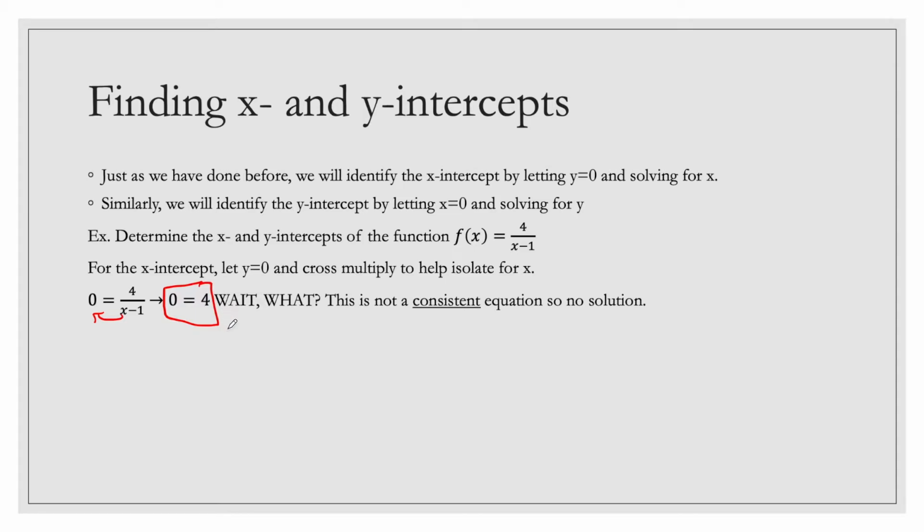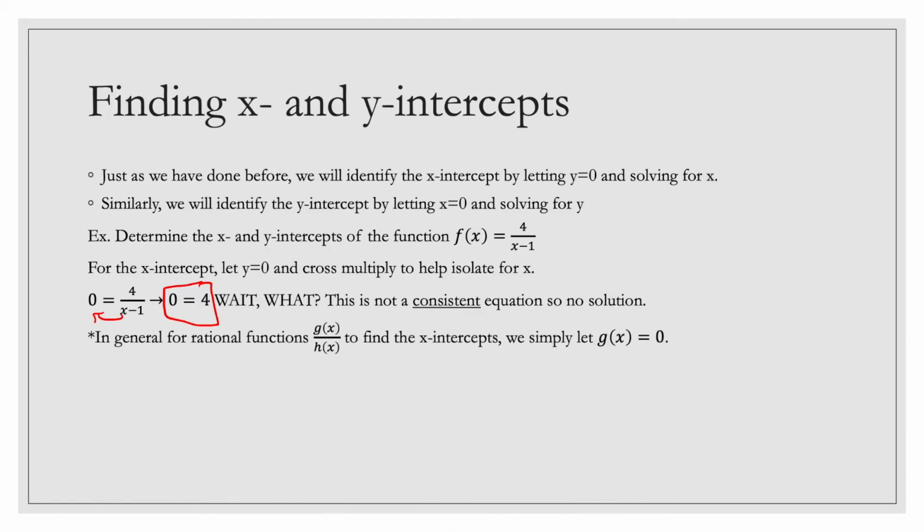X can equal 0. But if I specifically say that 0 is equal to 4, I know that that's actually not true because both of them are numbers and they can't equal each other. So this is something that is called an inconsistent equation, which essentially means it's just an equation that has no solution. So because it has no solution, that means that there is no x-intercept.